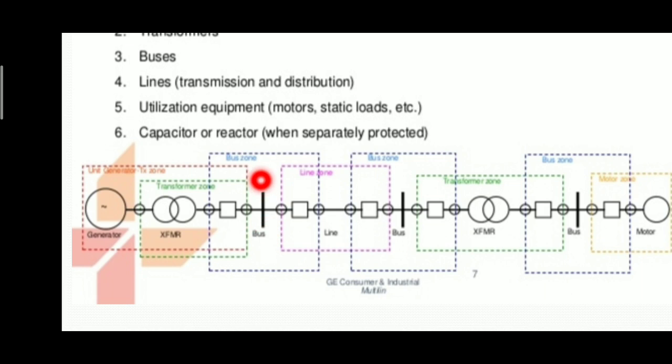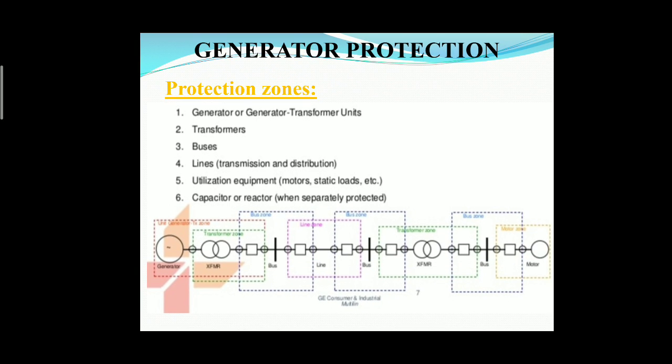This is the bus, and this is the bus. In that case we use different protective devices. This is also a bus, and this is the line, the combination of the two buses. Next, this is the transformer and this is the bus. These are all the protective zone systems in a power system. In various stages we use different protective devices. This is the overall protective zones in a power system.